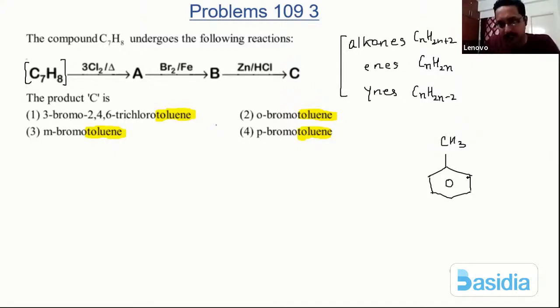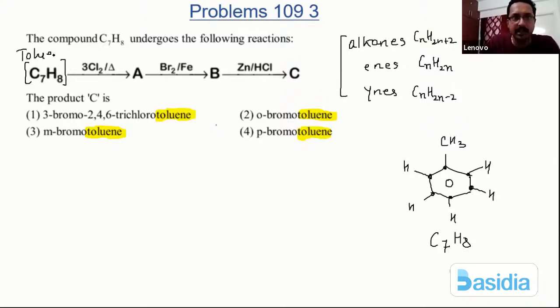Now, even if you check this molecular formula, you have here 6 carbons, and then on top a 7th carbon. Don't forget there's a hydrogen here, here, here, here, and here. So the formula will be C7H8, correct? So I clearly understand that the initial molecule is definitely toluene only.